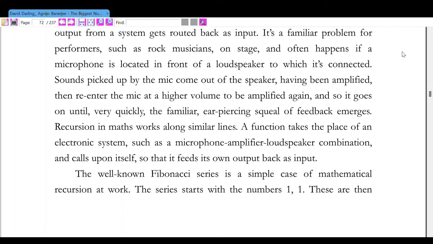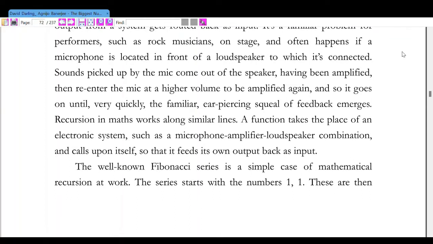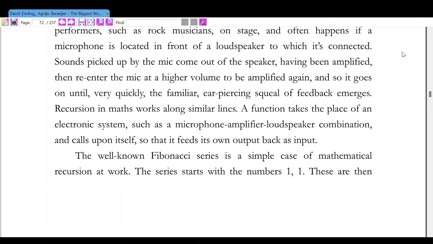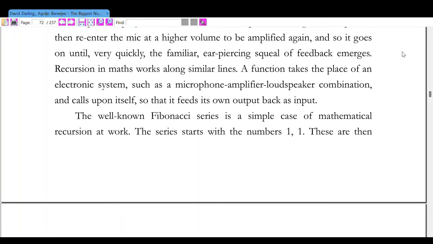Sounds picked up by the mic come out of the speaker, having been amplified. They re-enter the mic at higher volume to be amplified again, so it goes on until, very quickly, the familiar squeal of feedback emerges. Recursion in math works along similar lines. A function takes the place of an electronic system, such as a microphone, amplifier, loudspeaker combination, and calls upon itself so that it feeds its own output back as input.